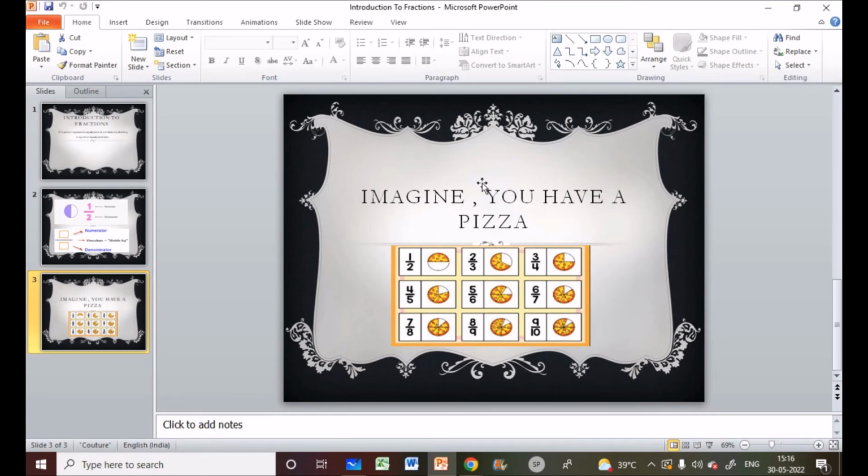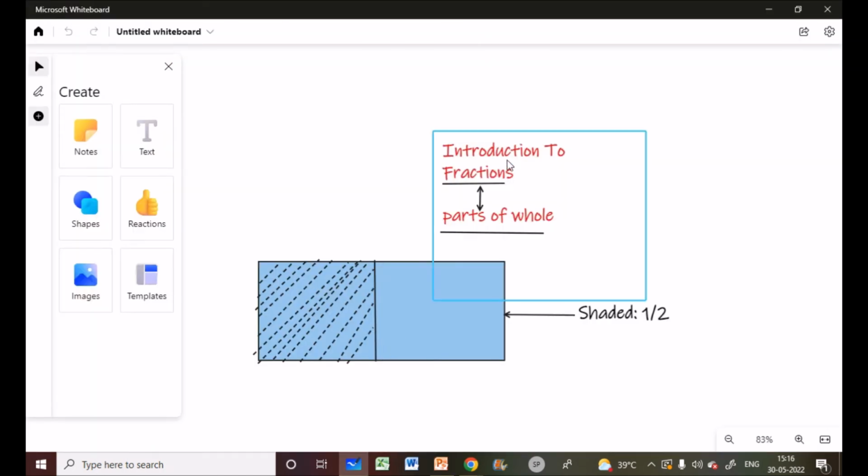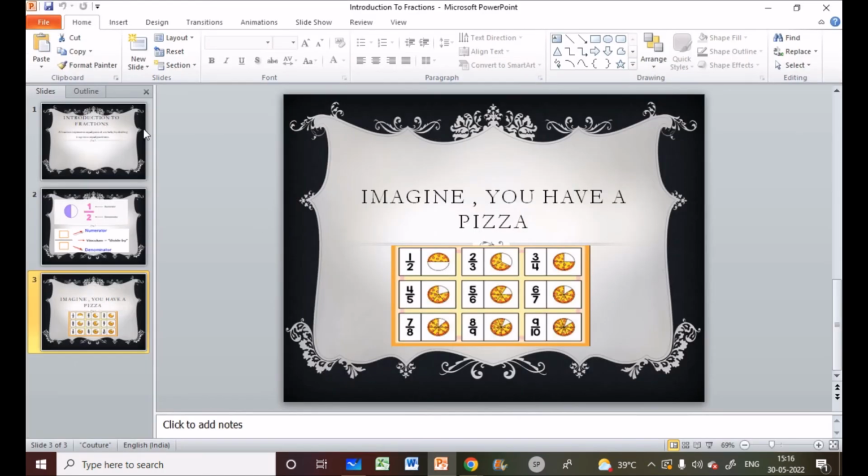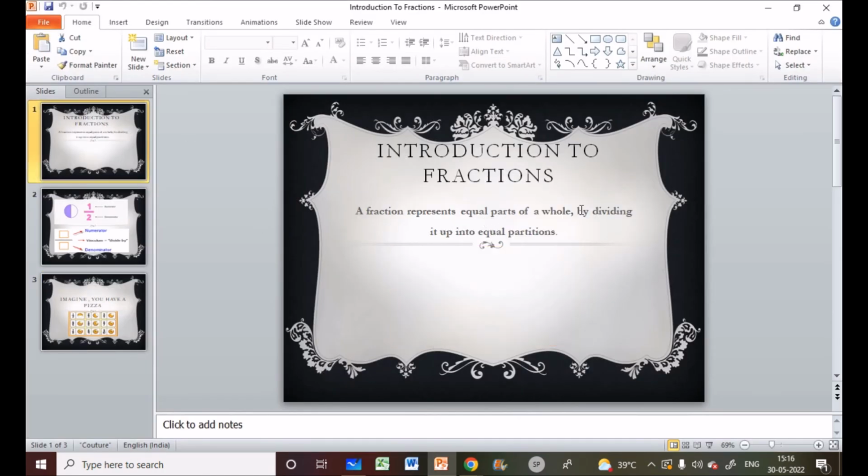So I hope you understood what fractions are. Now I'll sum up. Introduction to fractions. Fractions are nothing but parts of a whole. We all know what parts and whole are. Parts are nothing but tukde, whole is nothing but the total part or structure. Here it is shaded 1 by 2. And a fraction represents equal parts of a whole by dividing it into equal partitions.